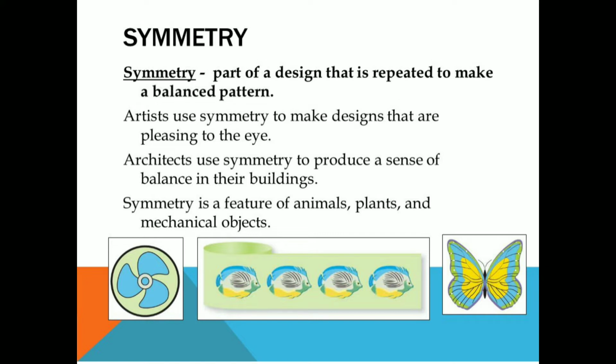Some of the objects are given which look symmetrical. Artists use symmetry to make designs that are pleasing to the eye. Architects use symmetry to produce a sense of balance in their buildings. Symmetry is a feature of animals, plants, and mechanical objects. So you can see here all the things are looking symmetrical. Okay? So from that thing only it arises in our mathematics.